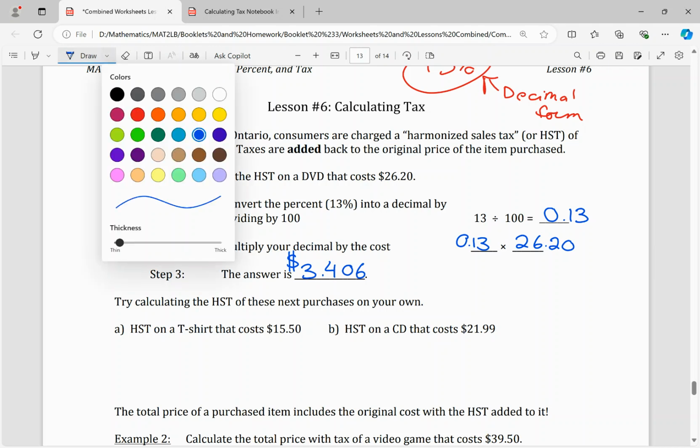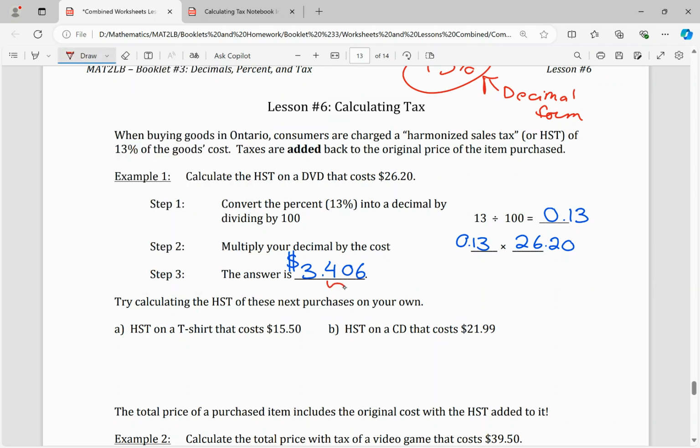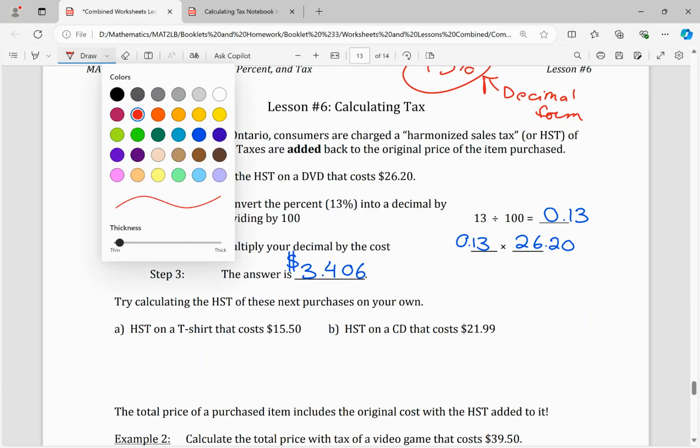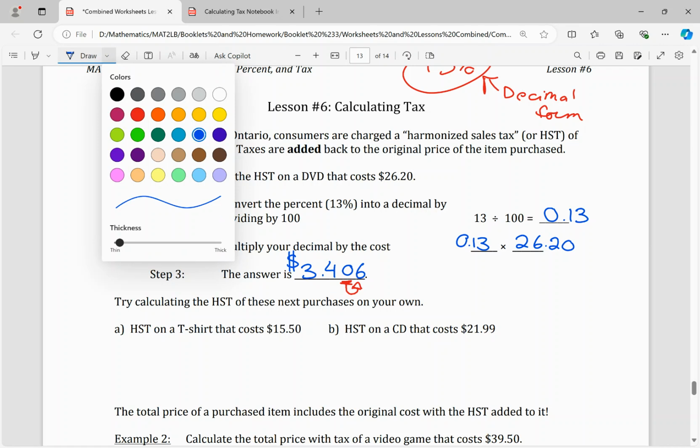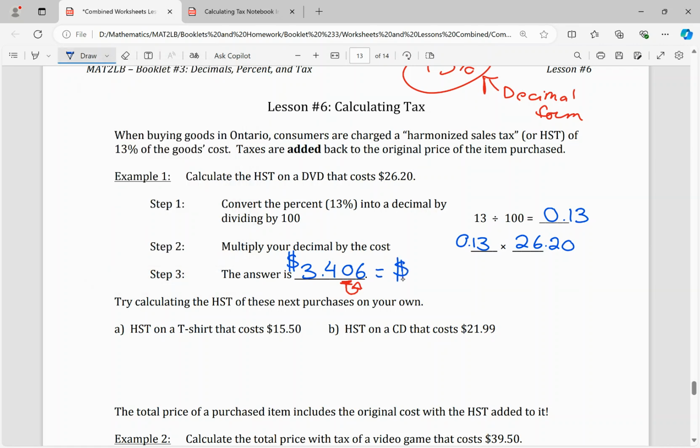And it's important to remember that money does not have 3 decimal places. Money normally only has 2. So I want you to keep this in mind and always round to the nearest cent. That's a concept that we learned in Unit 1. Rounding to the nearest cent means to round the second number after the decimal. So in this case, we round the 0 using the 6. And we are going to get a final answer of $3.41.